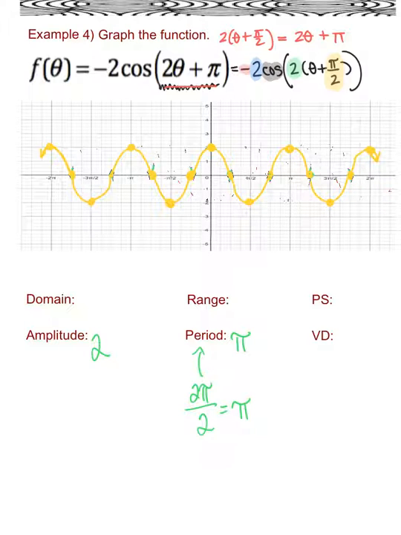So the domain of my function is still all real numbers. The range is going from negative 2 to 2. There was a phase shift going to the left pi units, and there are no vertical displacements. And that was our last example.